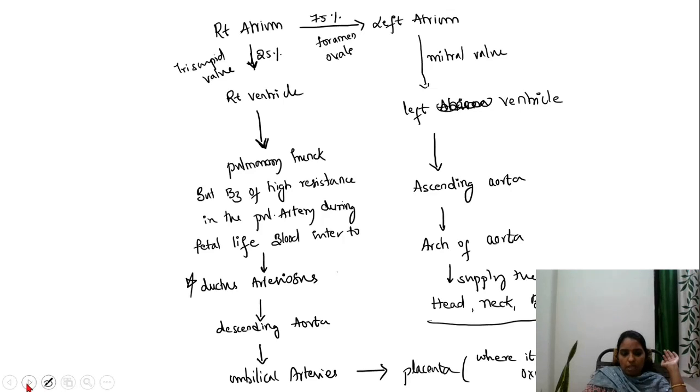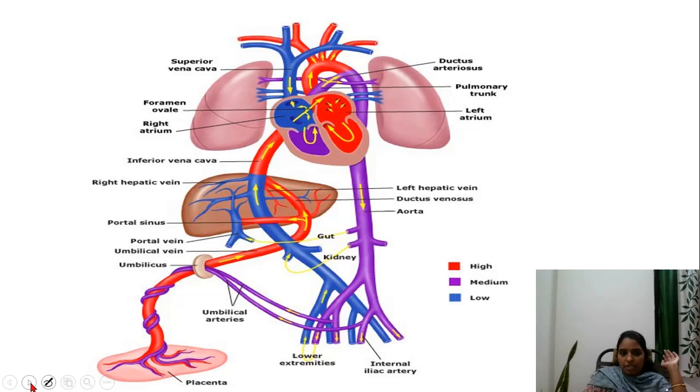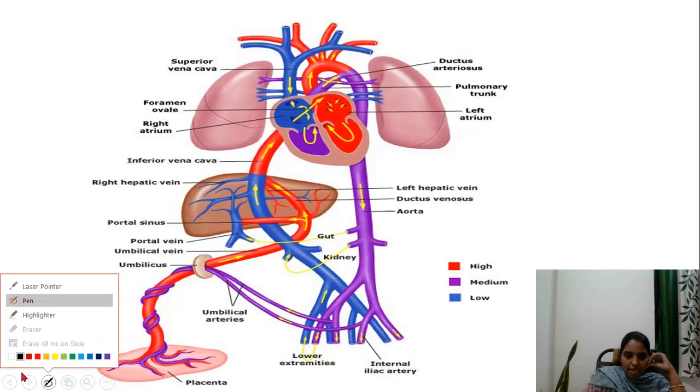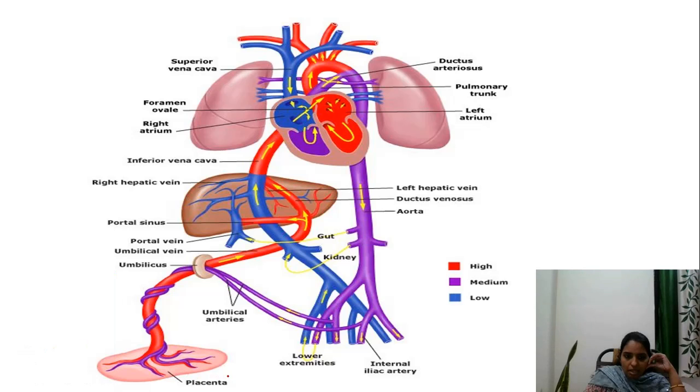Now we have seen the flowchart pattern. Now let us see the diagrammatic representation. Okay? As I said, see, this is the placenta. I have already said that this is the fetal umbilicus. I have already said that the umbilical vein carries the oxygenated blood. Therefore, it enters through the umbilicus. See, umbilical vein entering through the umbilicus. From there, it enters into the undersurface of the liver at the falciform ligament.